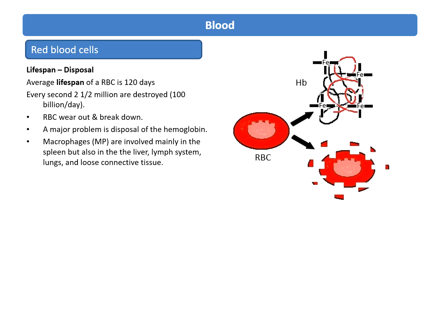Macrophages are involved. These are mainly in the spleen, but also in the liver, lymph system, lungs, and loose connective tissue. Although the spleen is a major organ in red blood cell breakdown, a splenectomy does not seem to affect red blood cell lifespan.